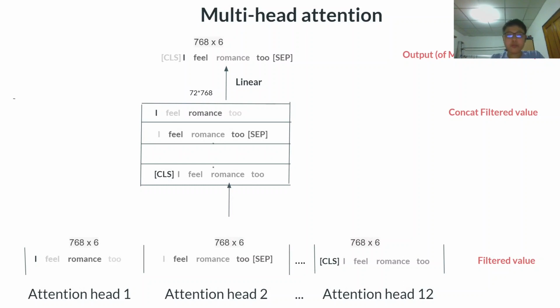Okay, once we got the filter value of all attention heads, what we do next is concat them together. In this case, each attention head has the size 6 and we have 12, so we multiply it together, we will get 72. We stack them together, and then what we do next is we try to make the output here have the same size as our word embedding or position embedding, which you can see that it is 768 multiplied by 6.